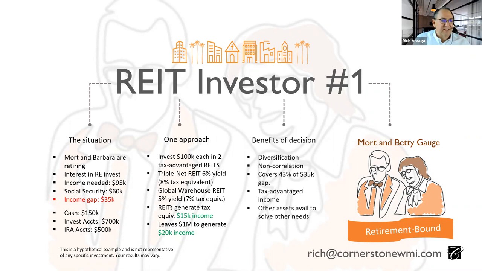Okay, so the benefits of the decision is that they got diversification like they're hoping for. They have non-correlation, so that the investments in the REITs will be different than the other investments. The REITs cover 43% of their $35,000 gap. They have tax advantage income, and they have other assets to solve for other needs. Perhaps there's long-term care down the road. They might need cash in some of the other $1 million. So there you go. There's Mort and Biddy Gage and the case for them.